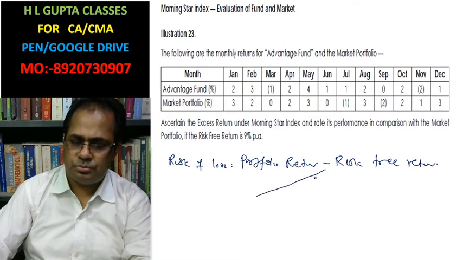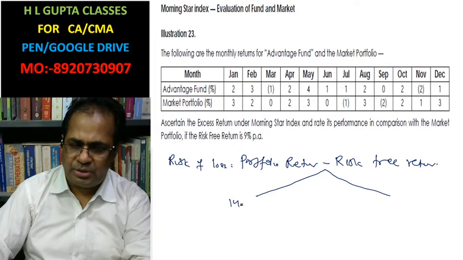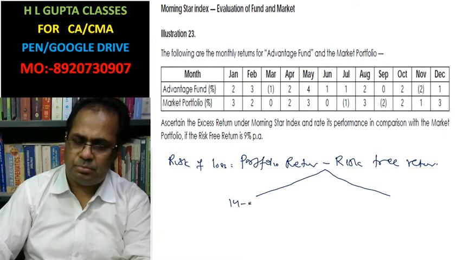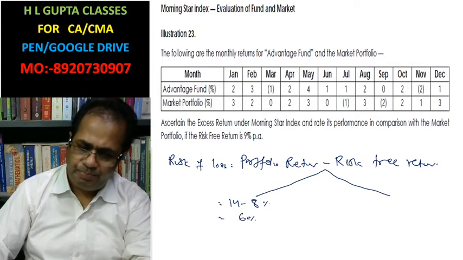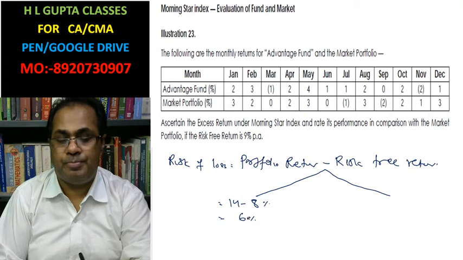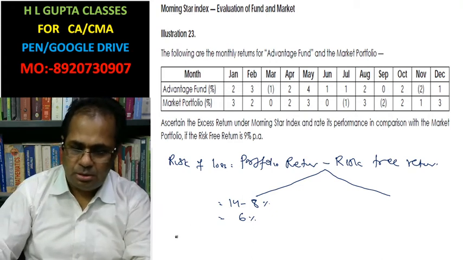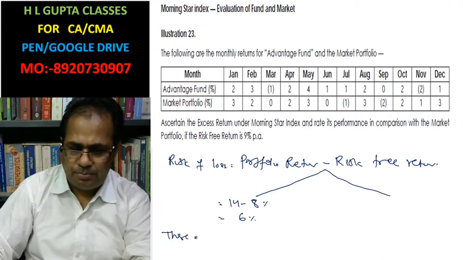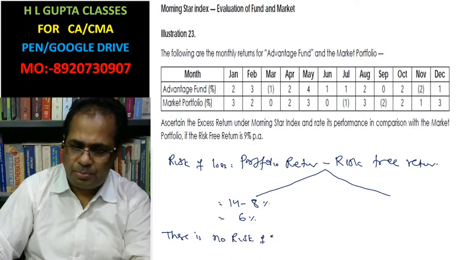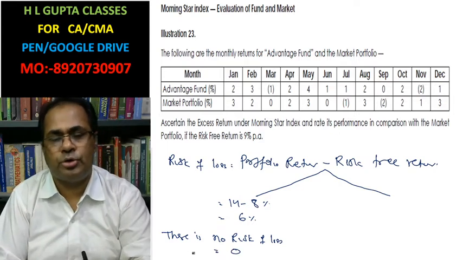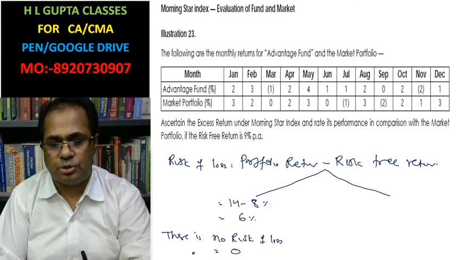Suppose this is a portfolio return is 14%, risk-free rate of return is 8%. The return is 6%. It means there is no risk of loss. That's why this is assumed to be 0. There is no risk of loss because we have positive return.